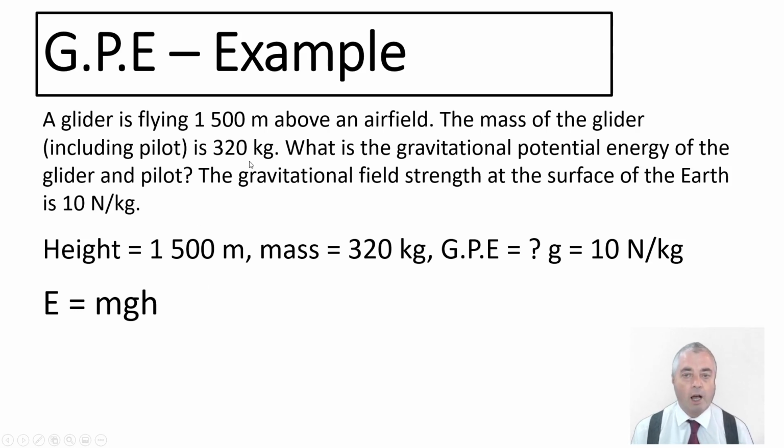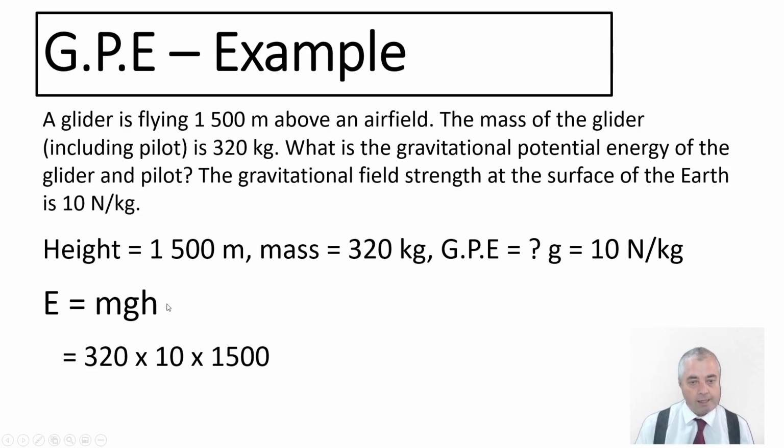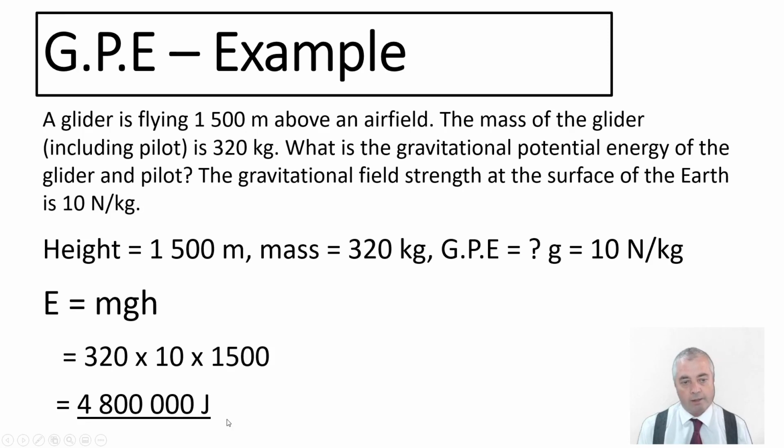And it is asking us for the gravitational potential energy. So we don't need to do any rearranging. We can just put the numbers in. So the mass is 320. Gravitational field strength is 10. The height above the ground is 1,500 meters. Put those all in. Do the calculation. We have 4,800,000 joules as the answer.